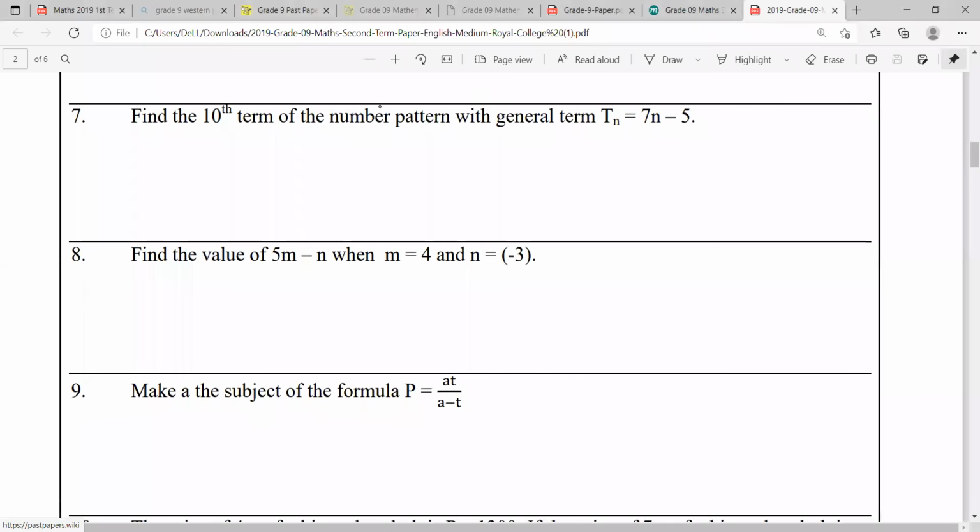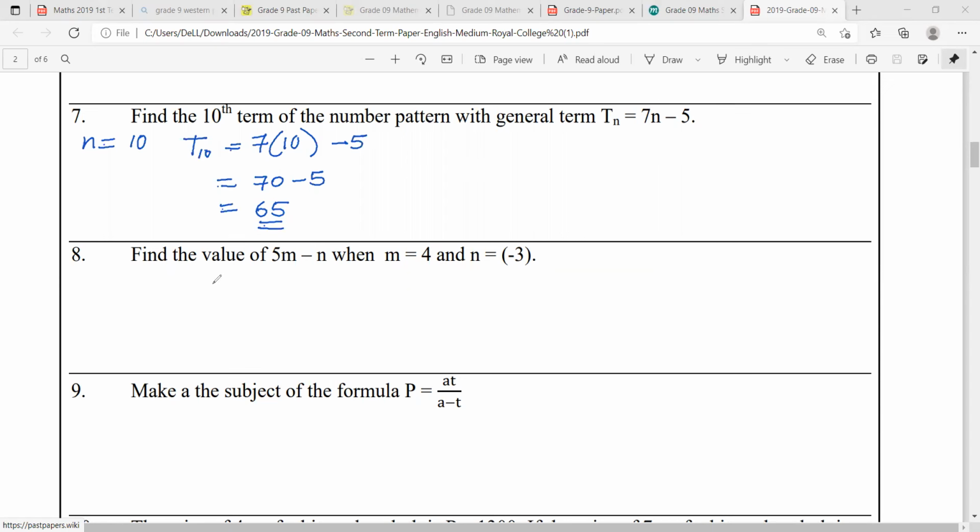Find the 10th term of the pattern with the general term t, and this is so simple, right? You can write here n equals 10, then t10 equals 7 into 10 minus 5. This is 70 minus 5. This is 65. You get 65 here. And let's see the next one.